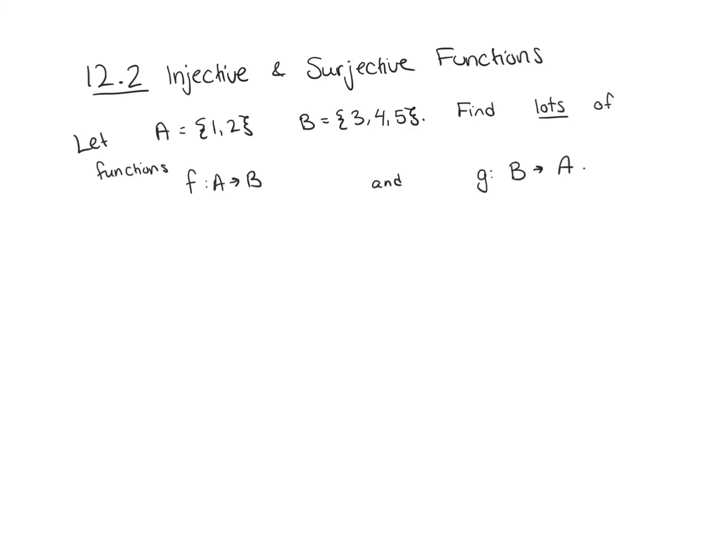In section 12.2, we want to look at injective and surjective functions. So we're going to start by just drawing out some functions. And because these functions are from finite sets, and especially small finite sets to other small finite sets, I'm going to draw them in my favorite way to represent functions, which is what I call potato diagrams.